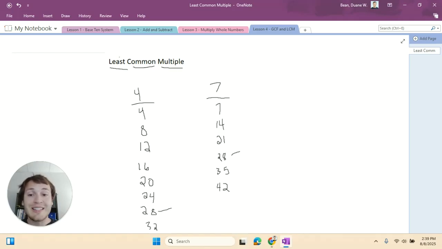But we're looking for the least common multiple, so that's always going to be the smallest one, right? So in this case, it is 28. So at 28 seconds, the 4-second timer and the 7-second timer will both go off at the same time, right?